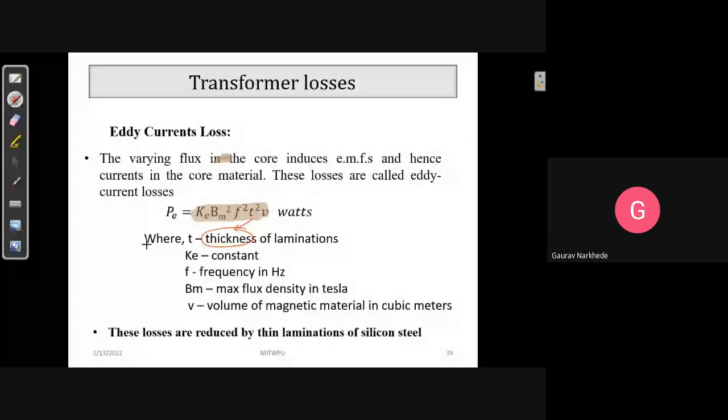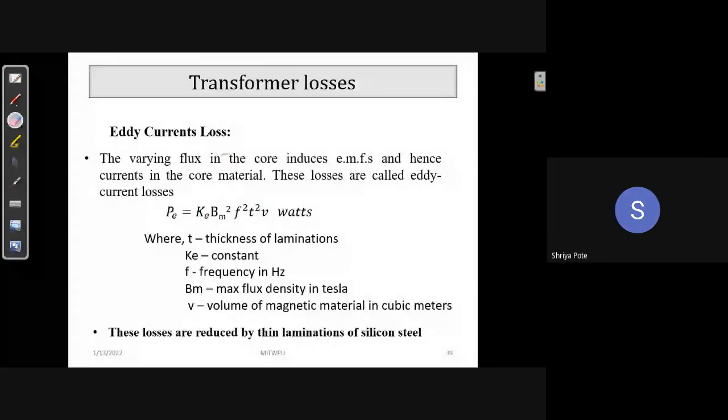Yes, sir. So you have to keep in mind PE is nothing but power due to eddy current loss, and this is KE, Boltzmann constant, F frequency, BM is nothing but flux density in Tesla, and V is nothing but your volume of magnetic material. Correct? Yes, sir. So how can we reduce this loss? By reducing the thickness of the thin lamination.